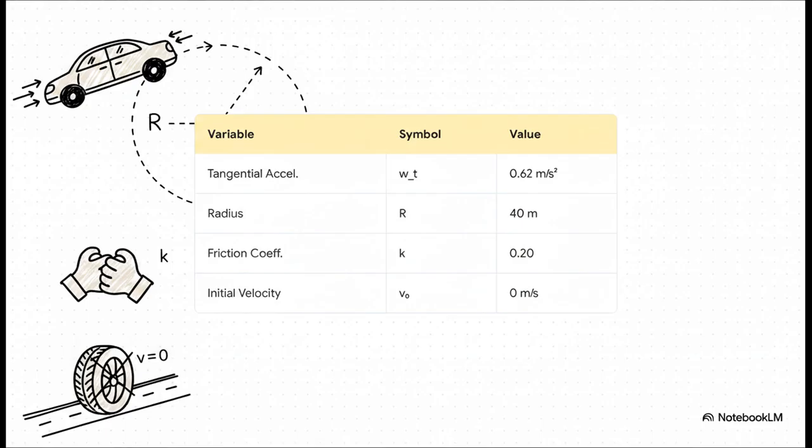Okay, here's what we have to work with. First, the car has a constant tangential acceleration, we'll call it WT, of 0.62 meters per second squared. Basically, that's the engine pushing the car forward, making it go faster and faster. It's driving around a circle with a radius, r, of 40 meters. Now, the grip is given by the coefficient of friction, mu, which is 0.20. And finally, super important, the car starts from rest, so its initial velocity is 0. These are all our ingredients.